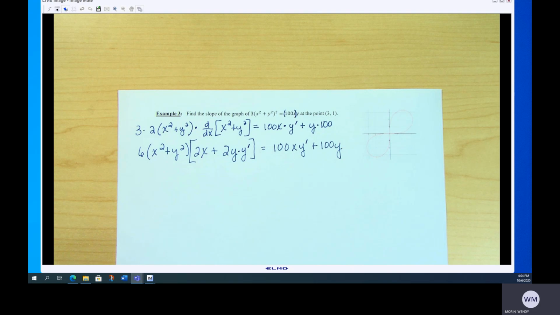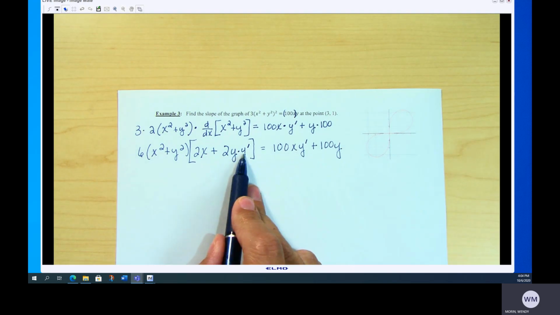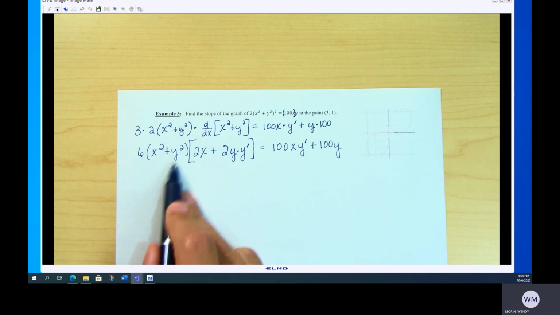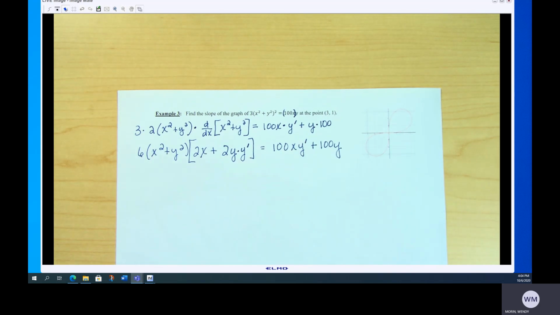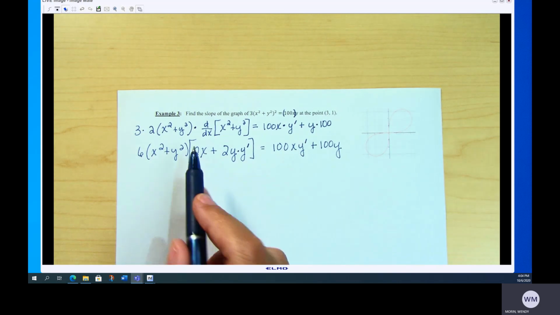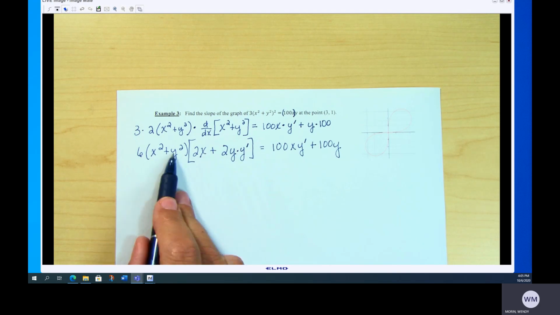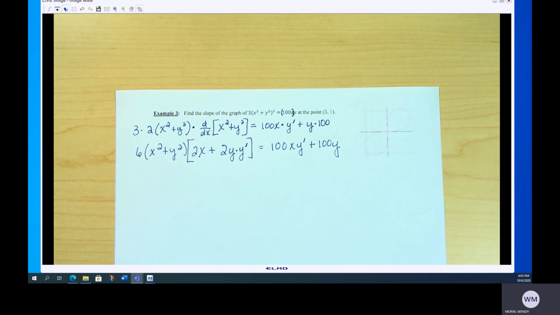Now, we have a y prime here, we have a y prime here. I mean, it's pretty nasty, okay? So all of this needs to be in parentheses. You're multiplying by all of that. So to get y prime by itself would be very, very difficult. But here's the good news.